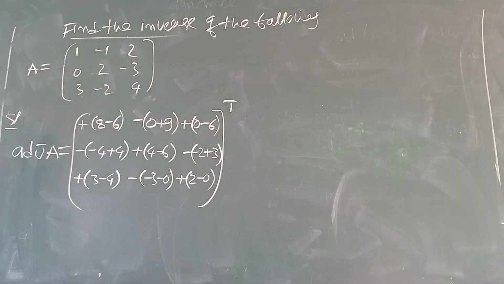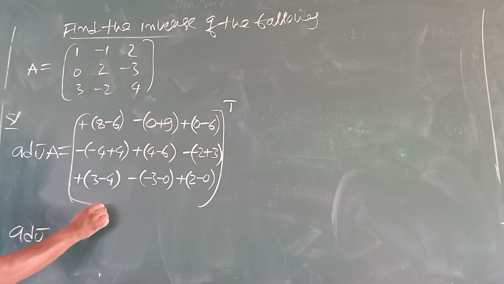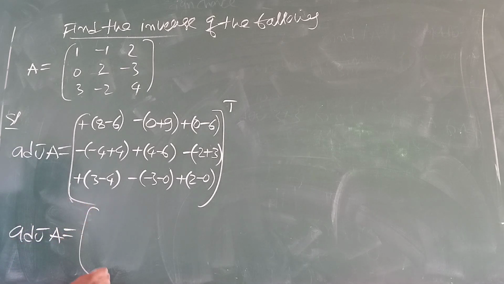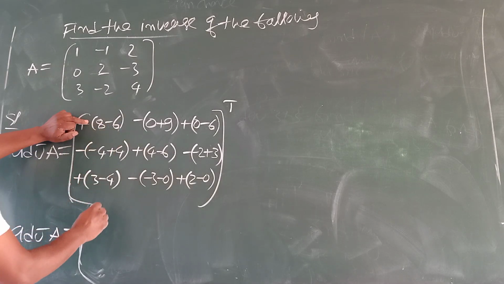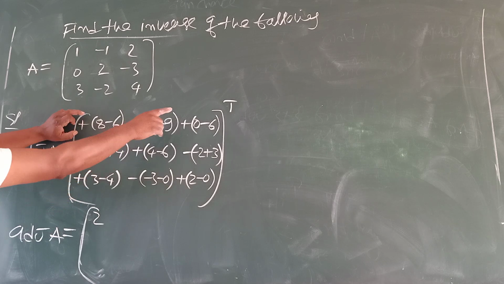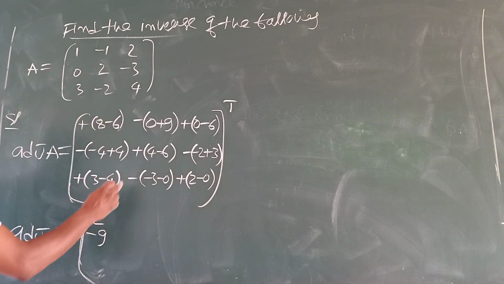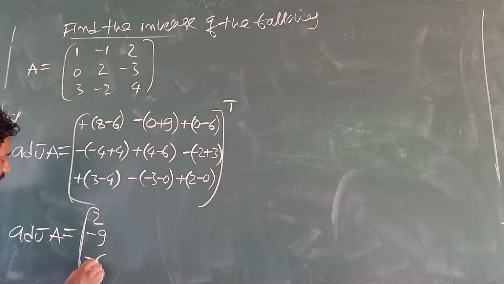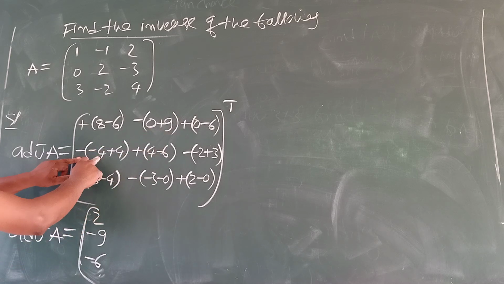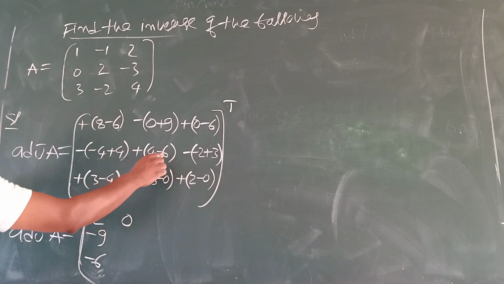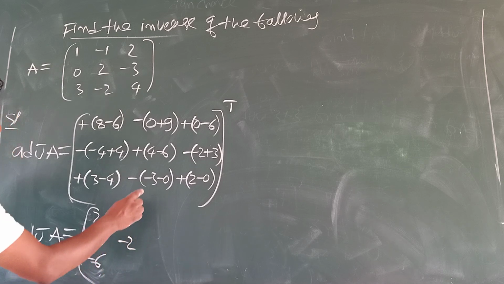Now simplify this and transpose. You do both simplification and transpose simultaneously. Adjoint A. So, terminate. Adjoint: 8, minus 6, 2. Next minus 9. Next minus 6. Minus 4 plus 4, 0. 4, minus 6, minus 2.